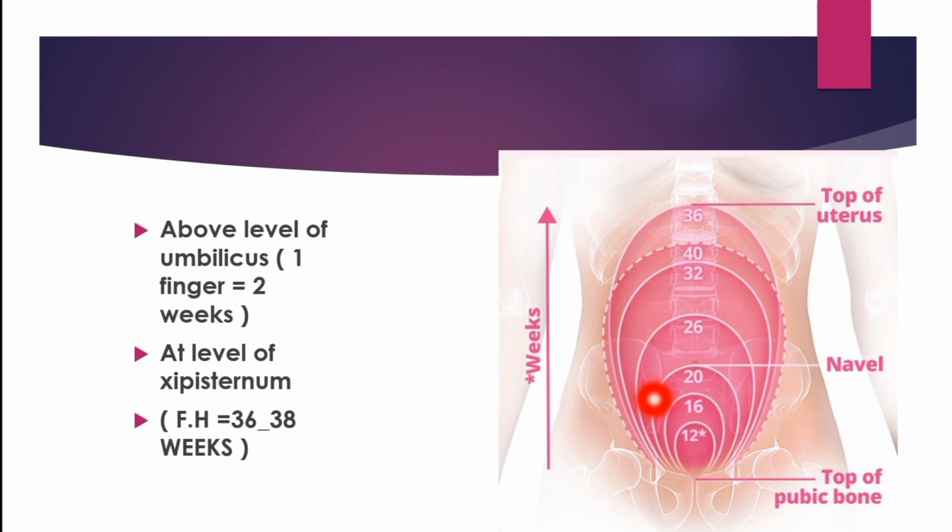So at the level of xiphisternum, the fundal height is equal to 36 to 38 weeks, whereas at the level of umbilicus, the fundal height is equal to 20 weeks, and at the level of pubic symphysis, the fundal height is equal to 12 weeks. Above the level of umbilicus, we use the inch tape method, and in between the umbilicus and the pubic symphysis, one finger is equal to 1 week, whereas above the level of the umbilicus, one finger is equal to 2 weeks.